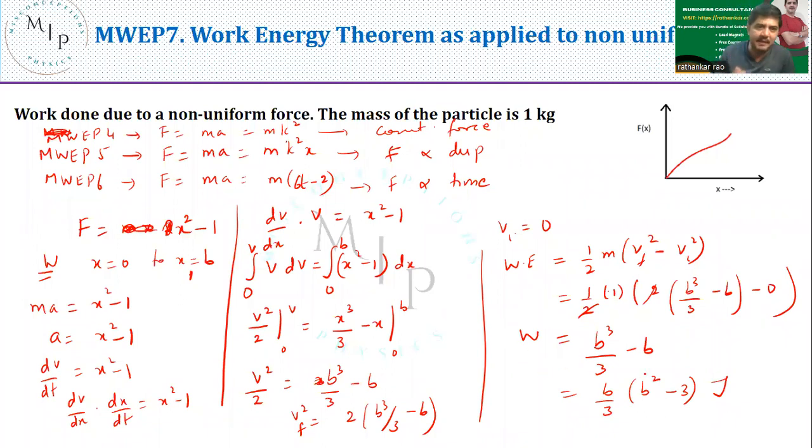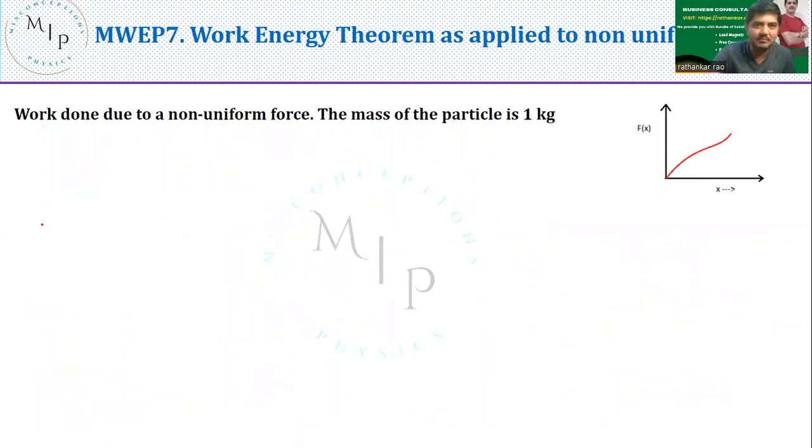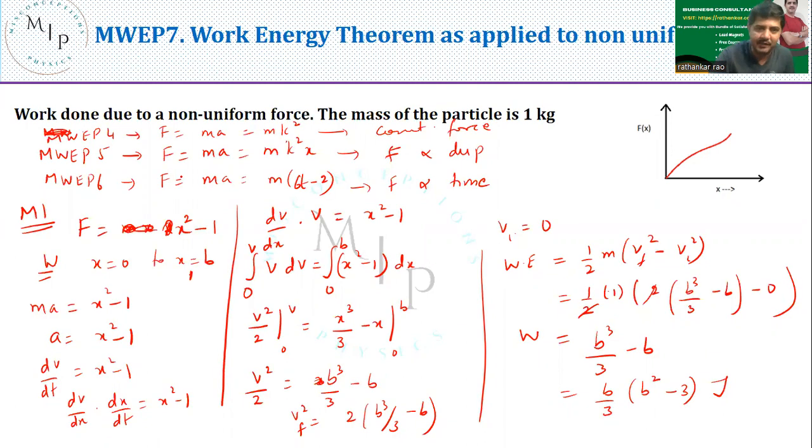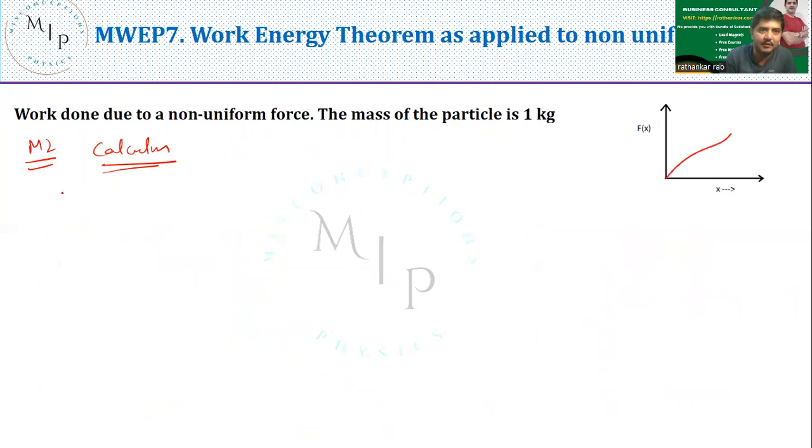Now I want to get this by another method also, because the entire course is related to how I get the same answer by more than one method. What is the second method now? The second method, M2, is the calculus approach. Let us find out what the force is. What did I take force as? The force is x square minus 1.